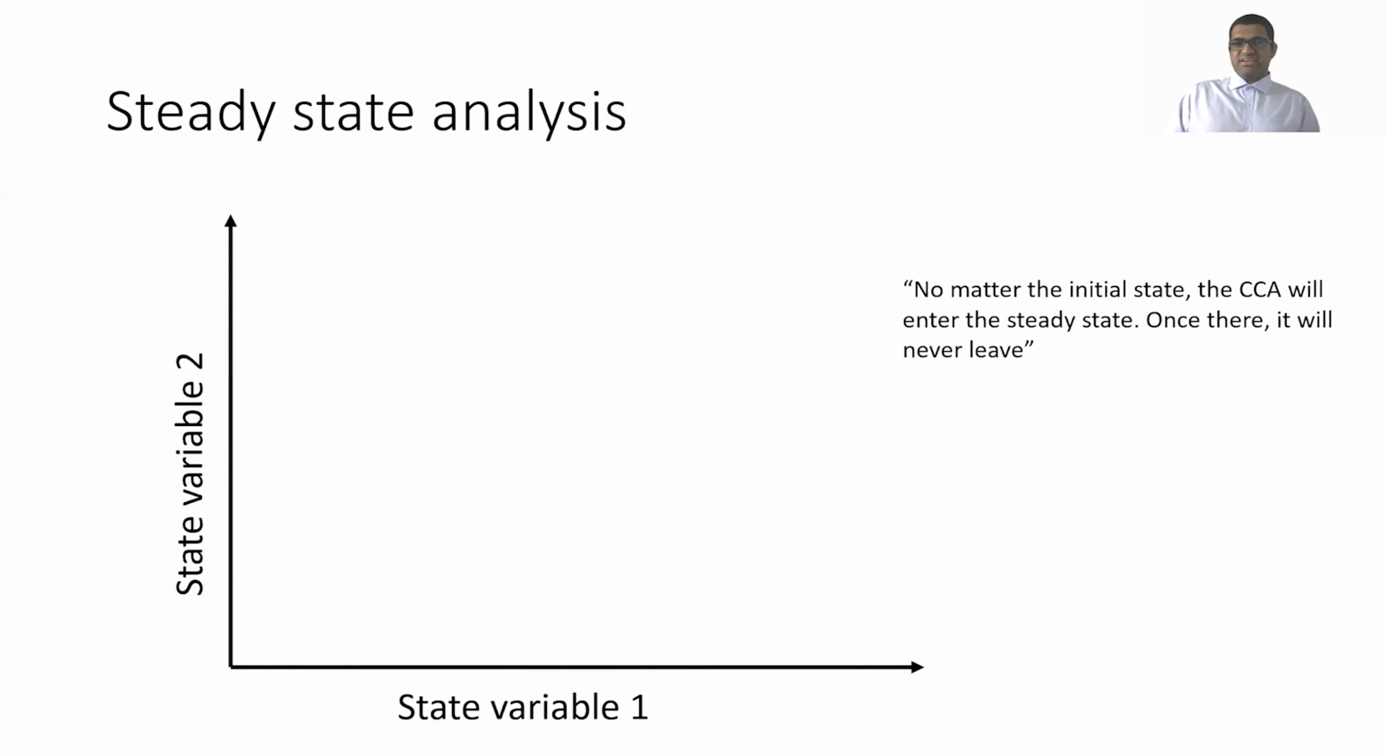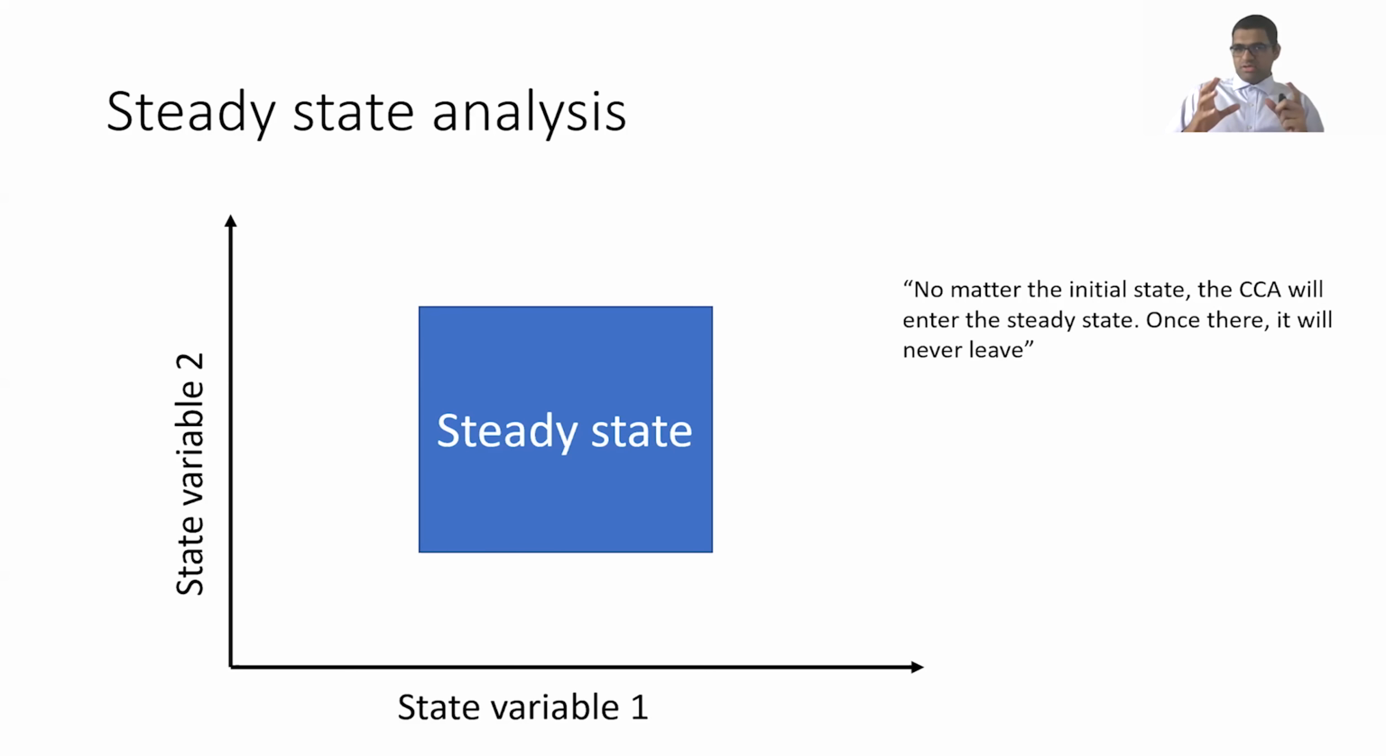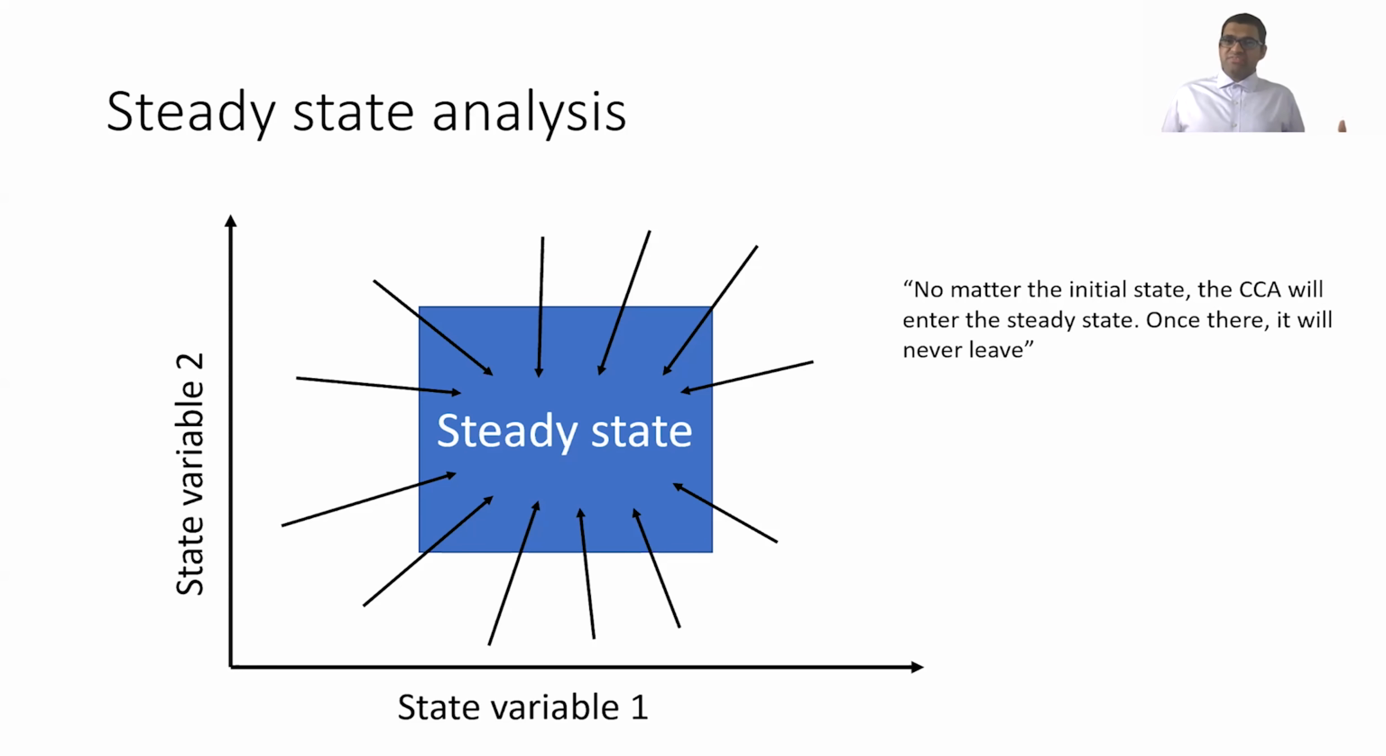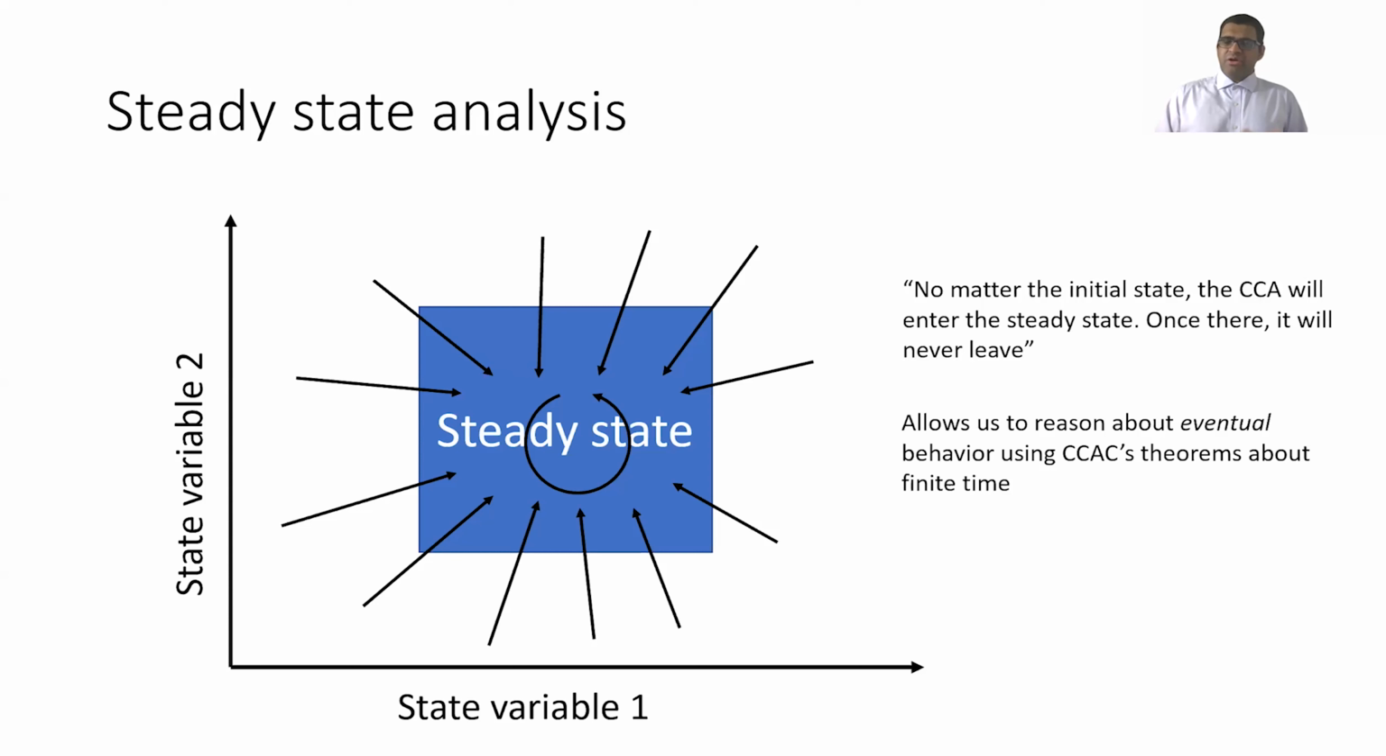So consider a state space that looks like this. And the steady state here is some set of states. And the idea is to prove that if you're outside of this set, we will enter it. And if you're inside it, we will never leave it. And with this, we've been able to reason about the eventual behavior of an algorithm, even though SIGCOMM's theorems themselves are only over finite timescales.